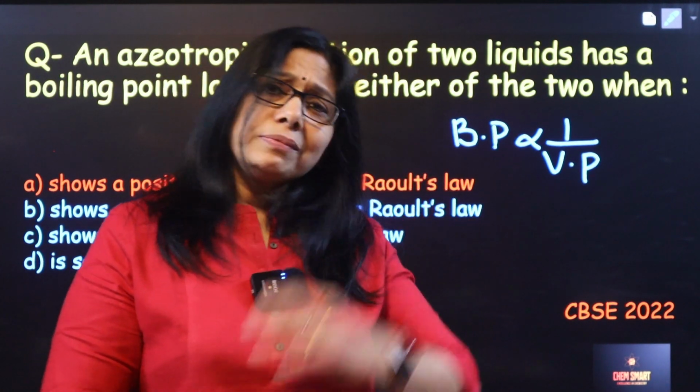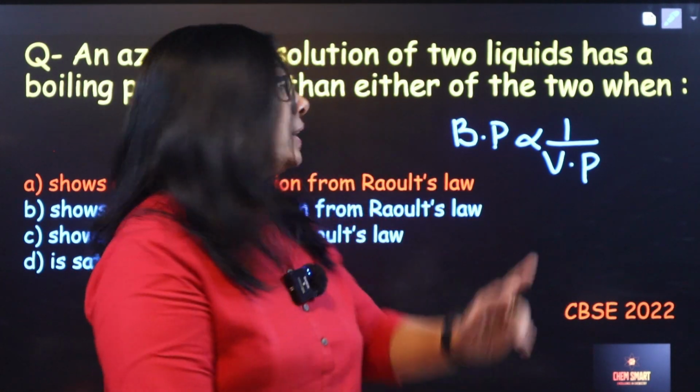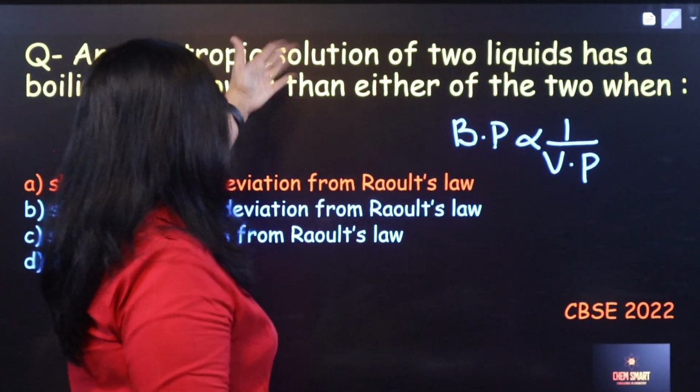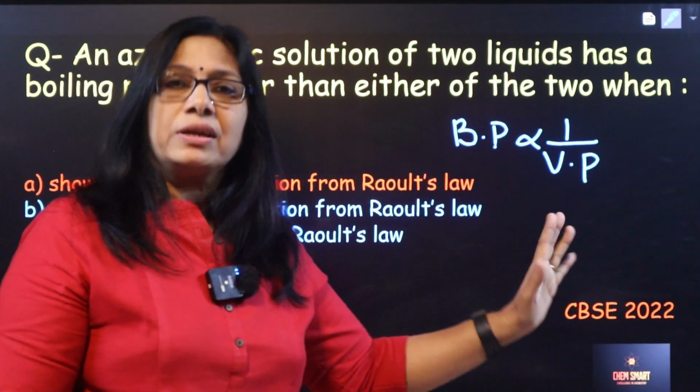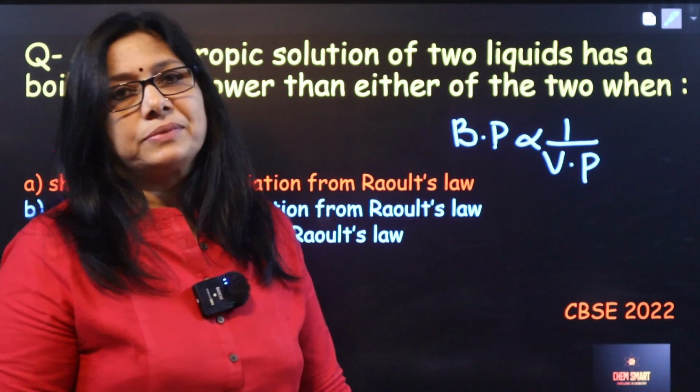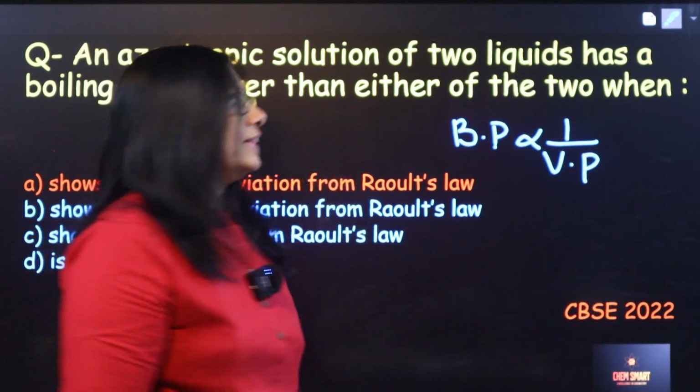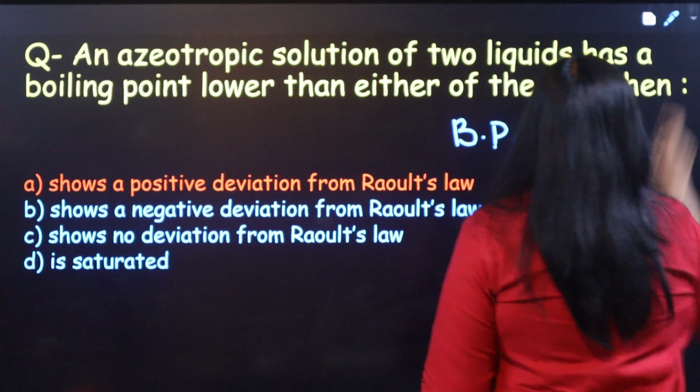Clear? Then in some other papers, it will be boiling point higher and then it will become negative deviation. Questions are coming up connected to them. Okay? Then next question.